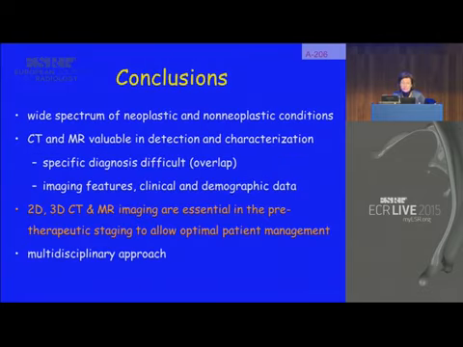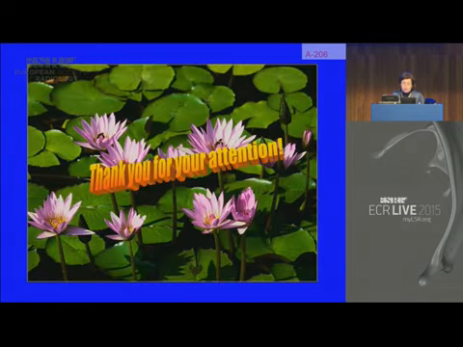So to conclude, there's a wide spectrum of neoplastic and non-neoplastic conditions, and CT and MR are very valuable in detection and characterization. And although there is overlap of imaging features, the combination of imaging features, clinical and demographic data may help narrow the differential diagnosis. 2D and 3D CT and MR are essential in the pre-therapeutic staging to allow optimal patient management, which certainly requires a multidisciplinary approach. I thank you for your attention.